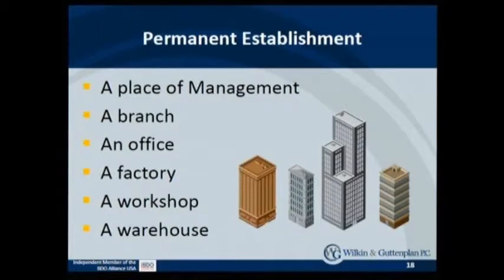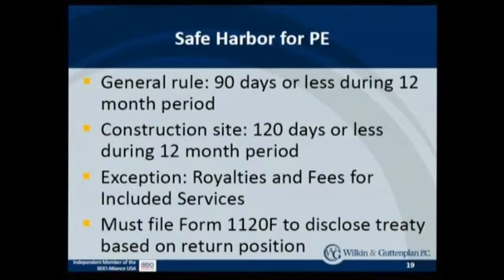And now, how do we have a branch? We have a branch if we have, under the U.S.-India tax treaty, a permanent establishment. I'm guessing that permanent establishment is a concept all of you are familiar with. It can be a number of things. Under the treaty, the general rule is 90 days or less during a 12-month period. If I have 3 Indian employees in the U.S. on the same day, that's 1 day, not 3 days. So that's a good rule.